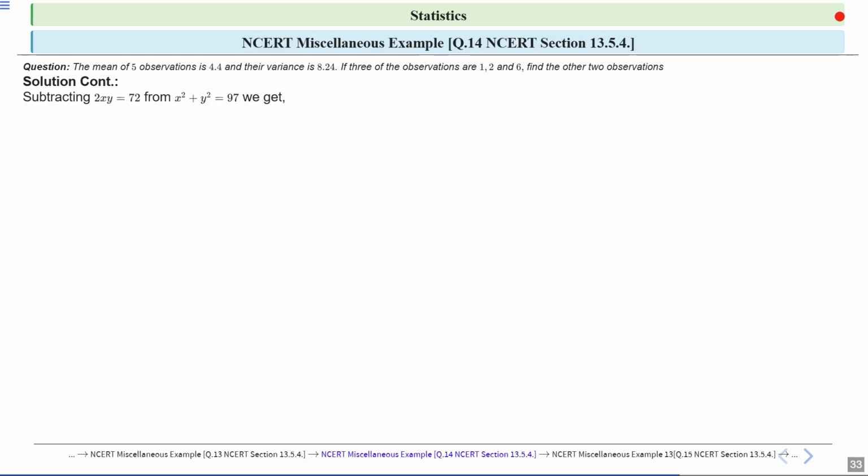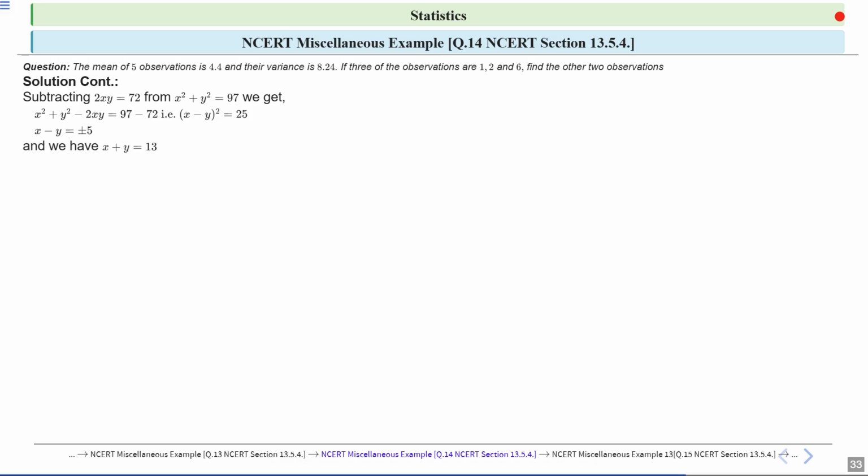So subtracting 2xy equal to 72 from x square plus y square equal to 97, we get x square plus y square minus 2xy, which is the same as x minus y whole squared. So we have x minus y whole squared equal to 25. So it implies x minus y equal to plus or minus 5. This means that the difference between x and y could be either 5 or minus 5.